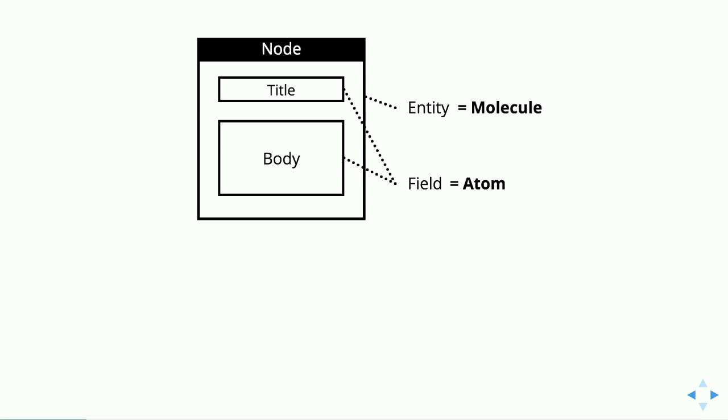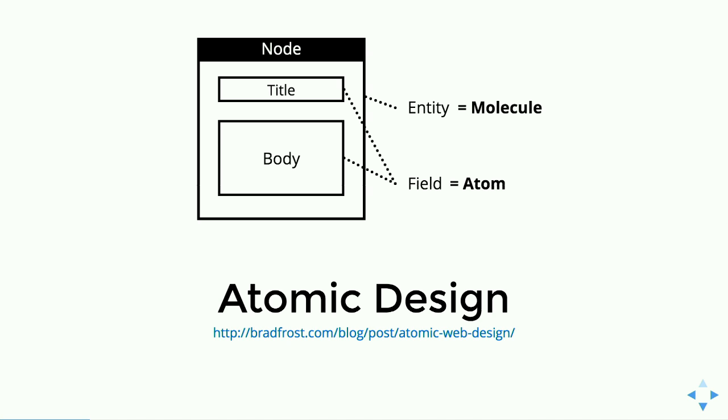So you can define different kind of atoms, fields, you can mix them together in bundles, and you can define new entity types by defining different set of fields on them. This is a really basic principle, but it gives us really more power. And it also well known as atomic design. You can read more about atomic design using this link.